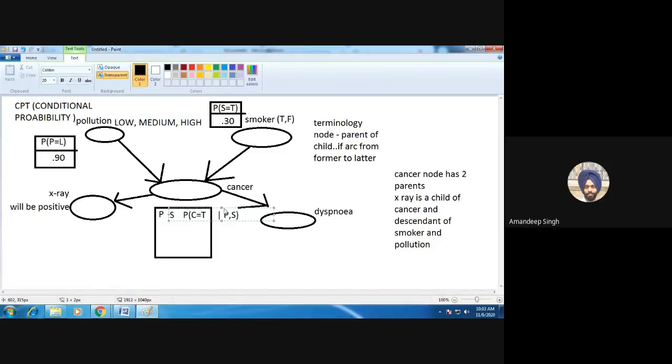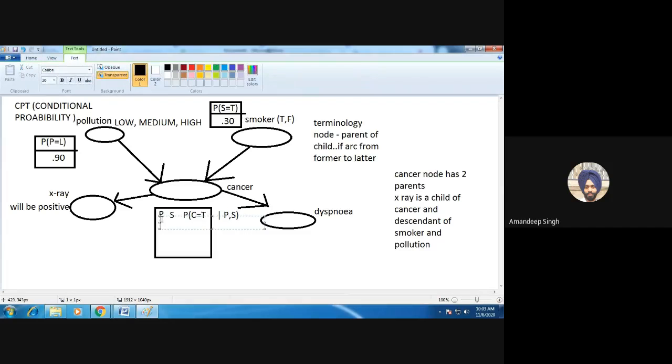Fine. So this is how we used to read the expression, the probability notation, that what can be the probability values for this cancer being true, given these pollution and smoking node values, that is this one.